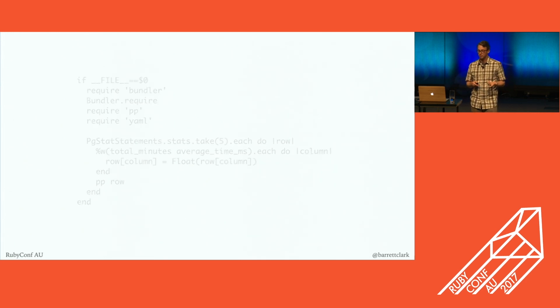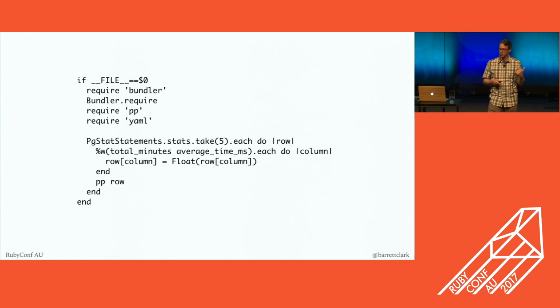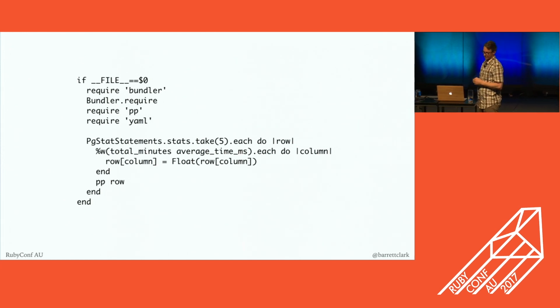We can also use Bundler in plain old Ruby scripts. It looks like this. So we'd have a Gemfile that would have that PG gem and any other gems that the project requires. We still need to require pretty print and YAML out of the standard library. So this is how we use Bundler with plain old Ruby.